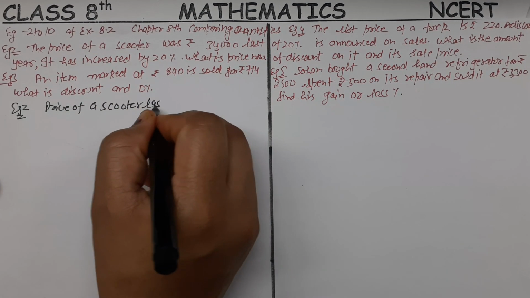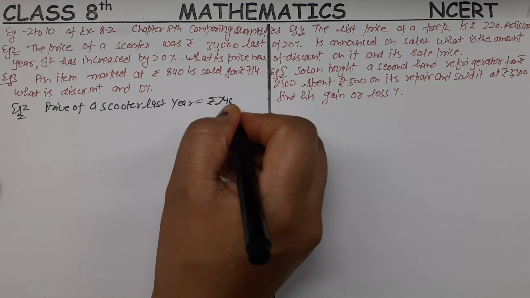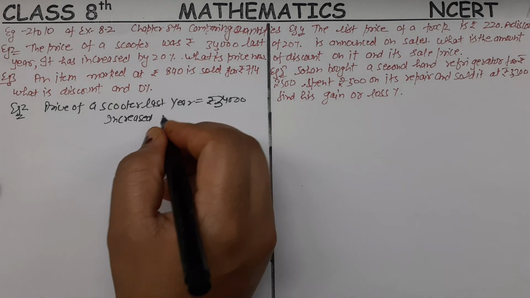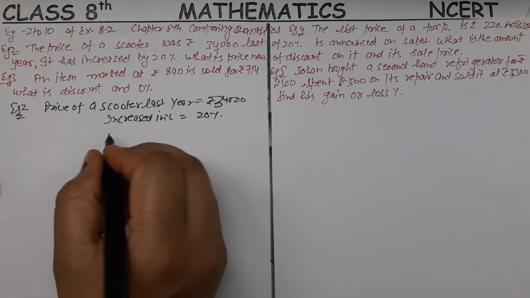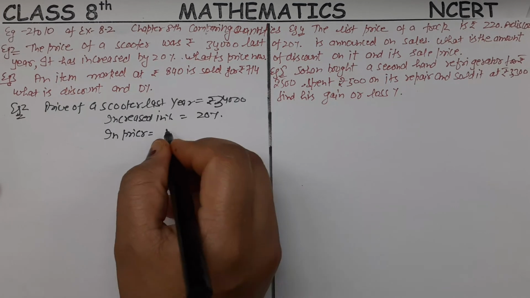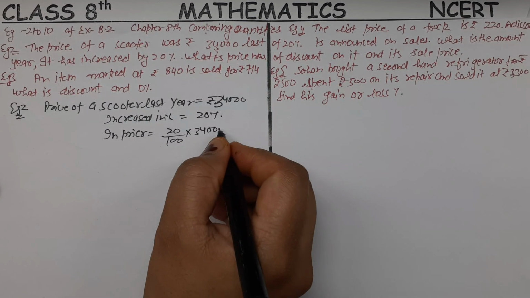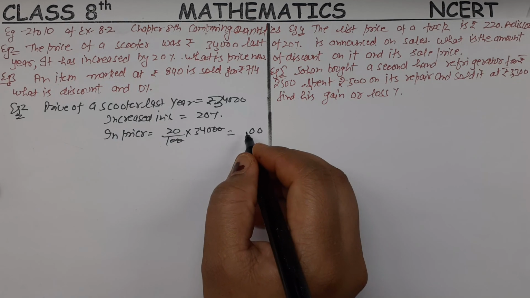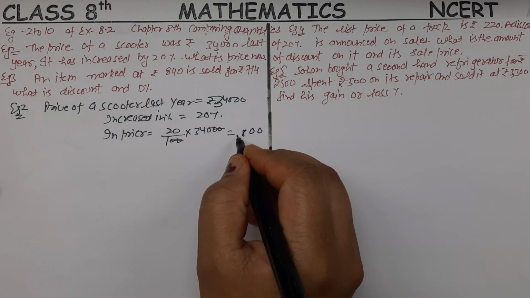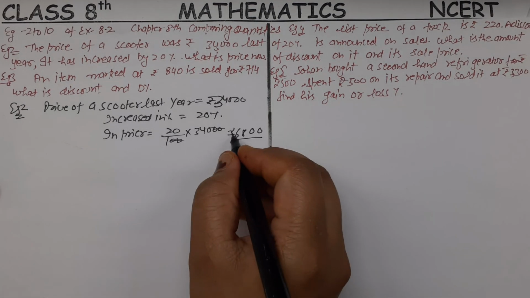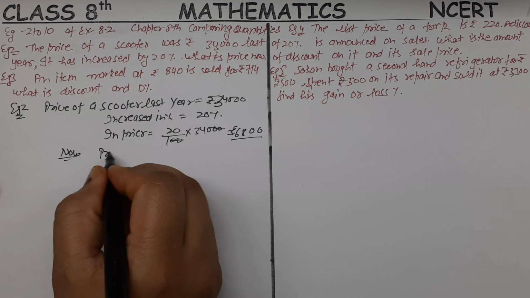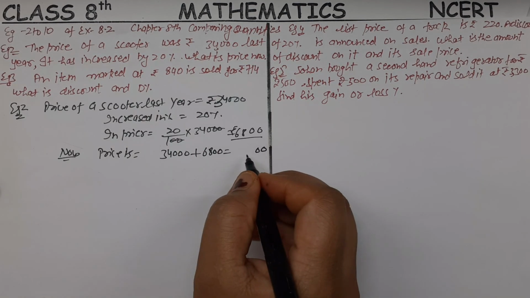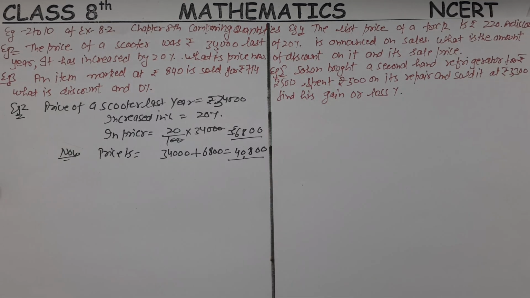Price of scooter last year. Increased price in percentage is 20%. The increase in price is 20% of 34,000, which is rupees 6,800. Now the price is 40,800 rupees.